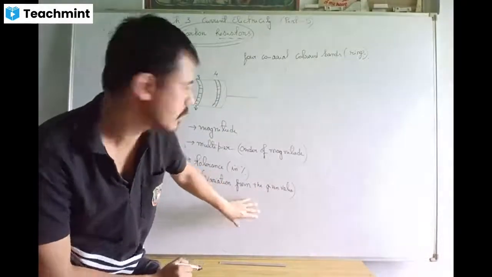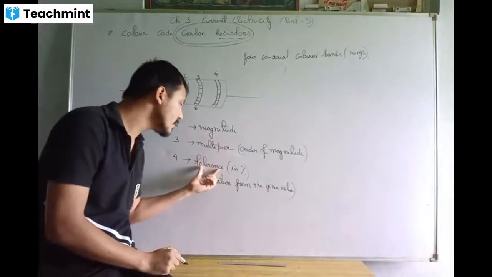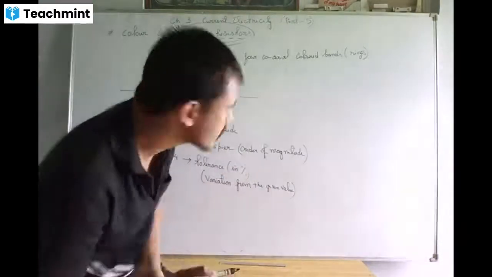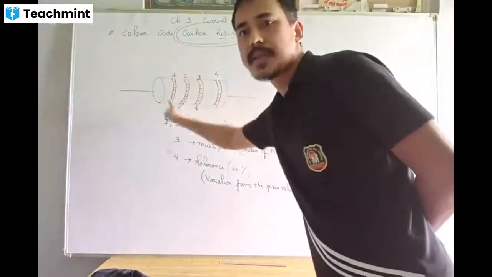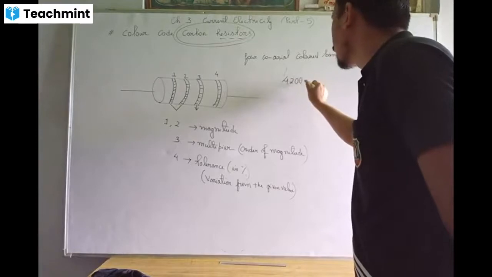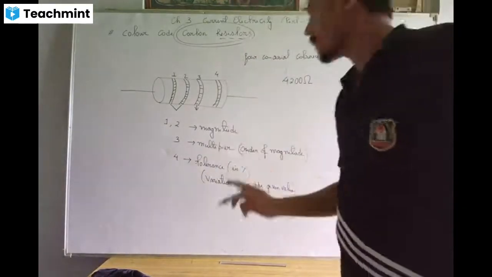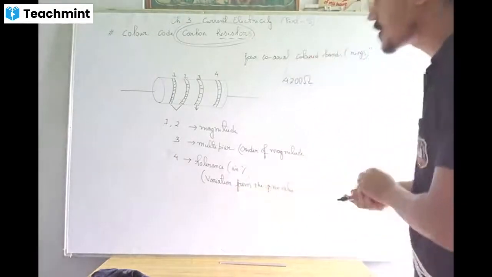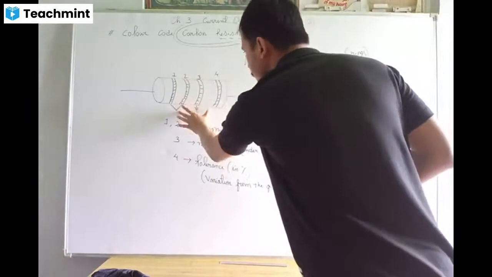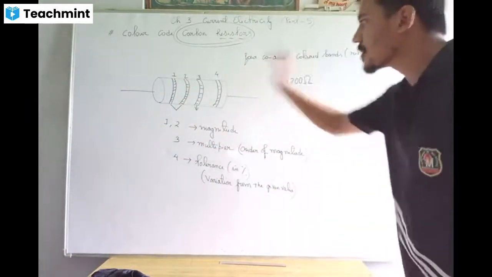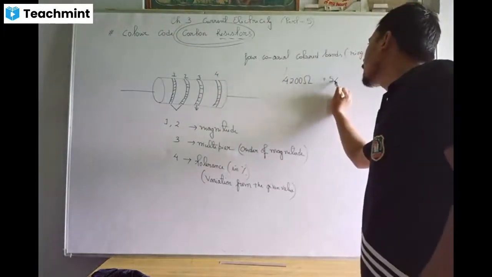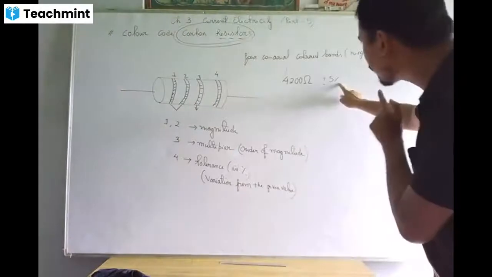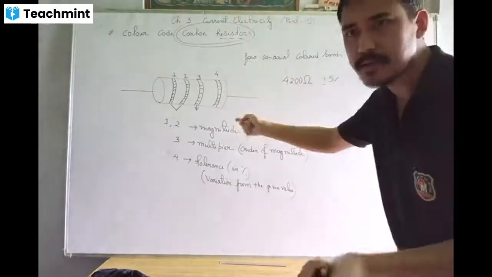The fourth color band gives you the tolerance in percentage. What is tolerance? Variation from the given value. But what does that mean? Suppose the resistance of this carbon resistor is 4,200 ohm. The company says the resistance of this resistor is 4,200 ohm. Then tolerance means variation from the given value. That means when we do an experiment with this resistor, the resistance will be either 5% more than the given value or 5% less than the given value.